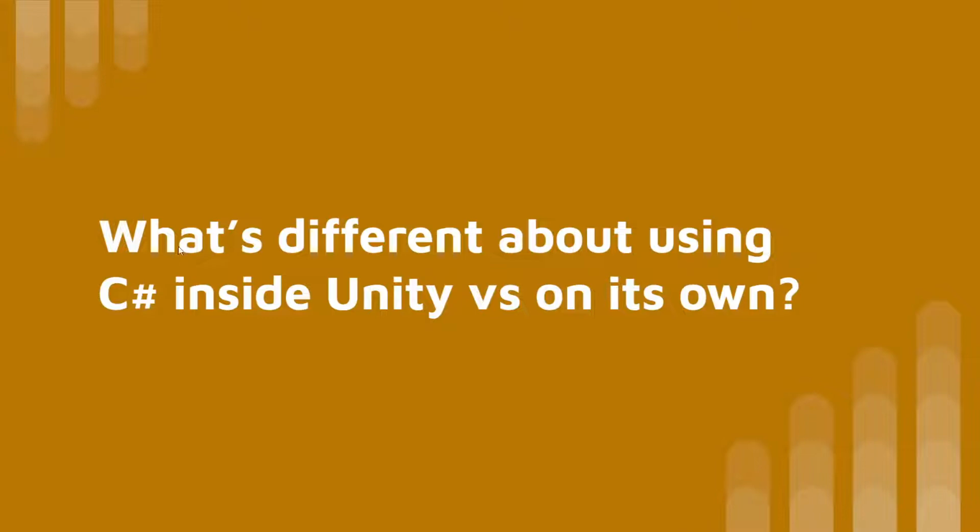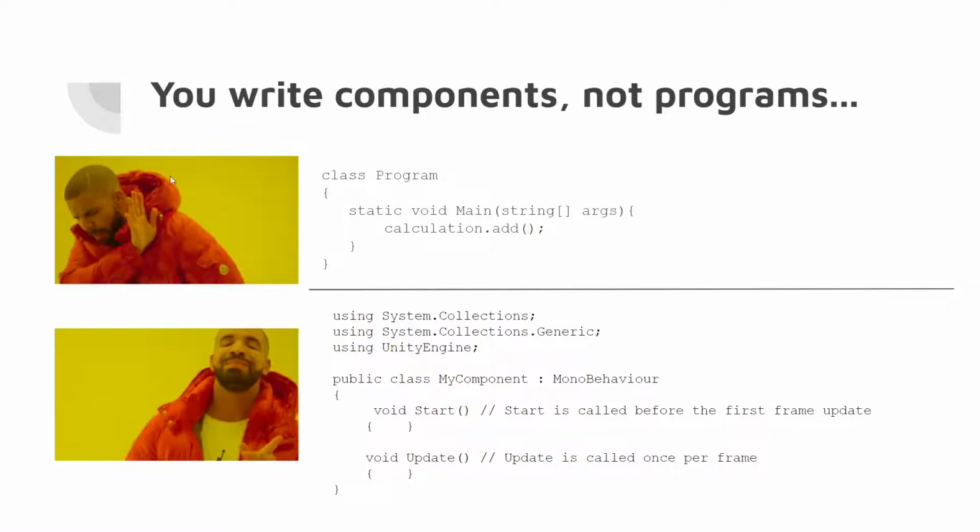Anyway, okay, bad pun. What's different about using C# inside Unity versus on its own? In other words, what's different about scripting versus writing a program in C#? In Unity, we're going to be writing components, not programs.